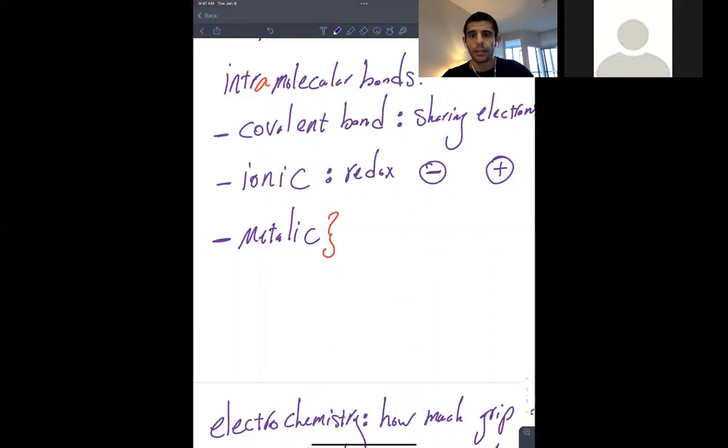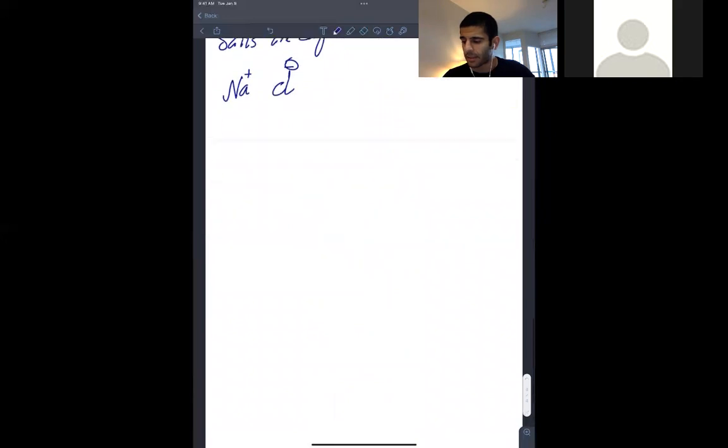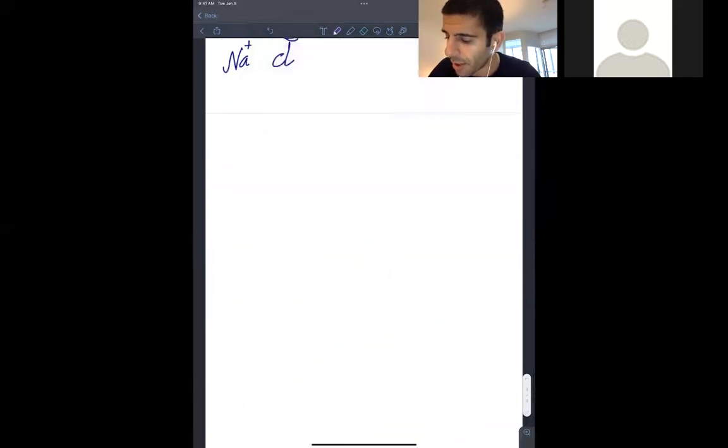But then we're like, well, are we done? Well, not necessarily. There is one little thing left. When we're talking about these ions, they create something called a lattice structure.